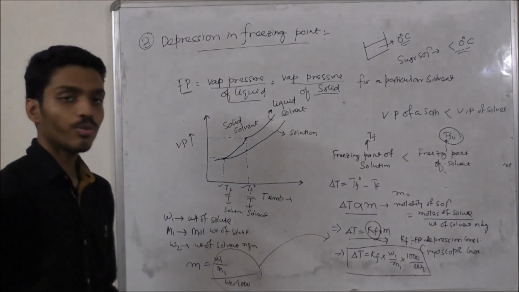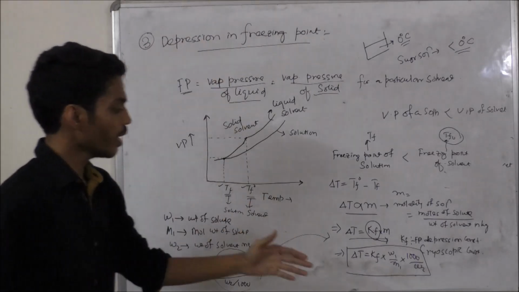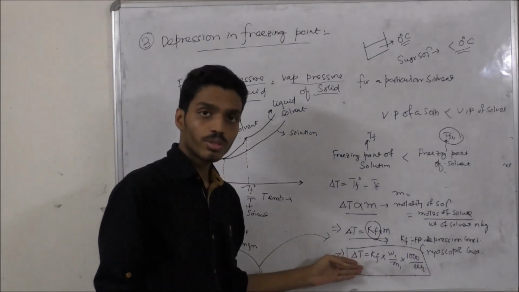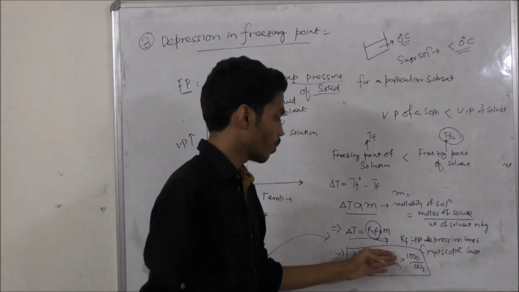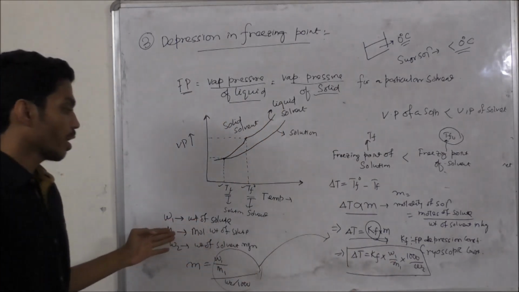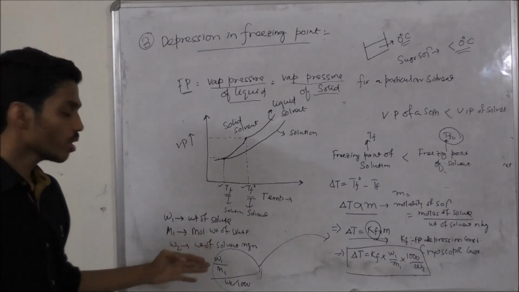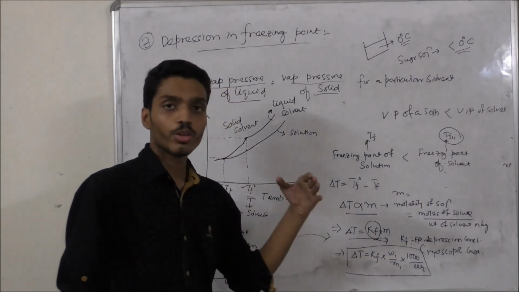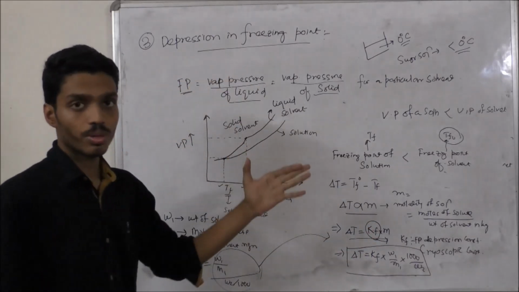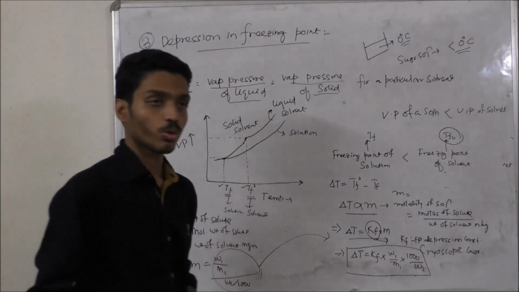So this is the final formula for depression in freezing point, where delta T is the depression in freezing point, Kf is the cryoscopic constant, W1 is the weight of solute, M1 is the molecular weight of solute, and W2 is the weight of solvent. So using this formula, you can calculate depression in freezing point in a question.